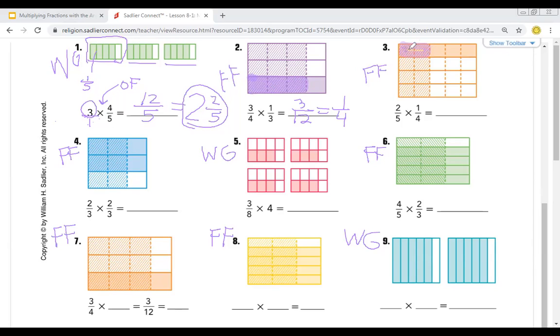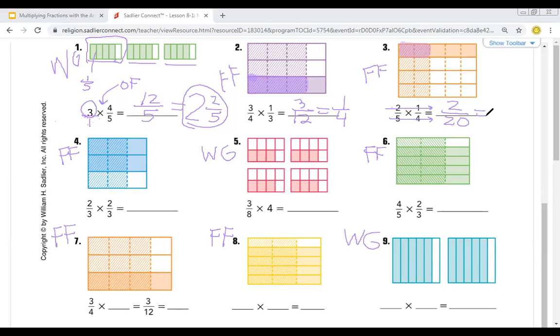We can see that 2 are shaded, right? 2 out of what? 20. 2 out of 20 parts. Now everyone look at this fraction. What's 2 times 1? 2. What's 5 times 4? 20. Isn't that easy to multiply fractions straight across?